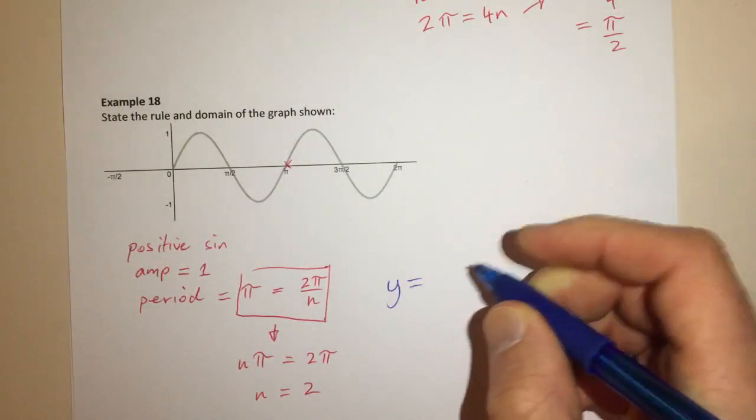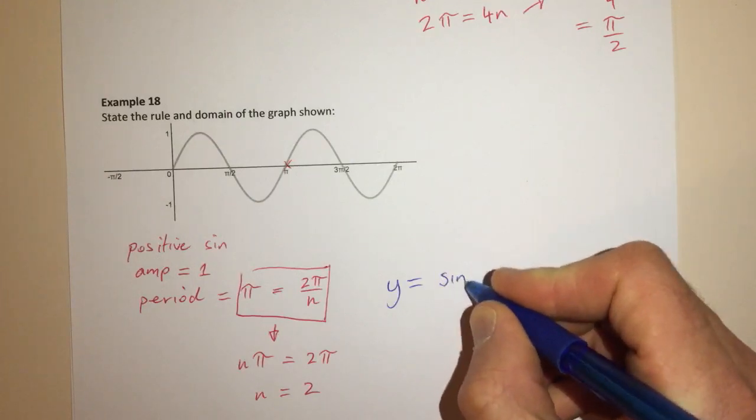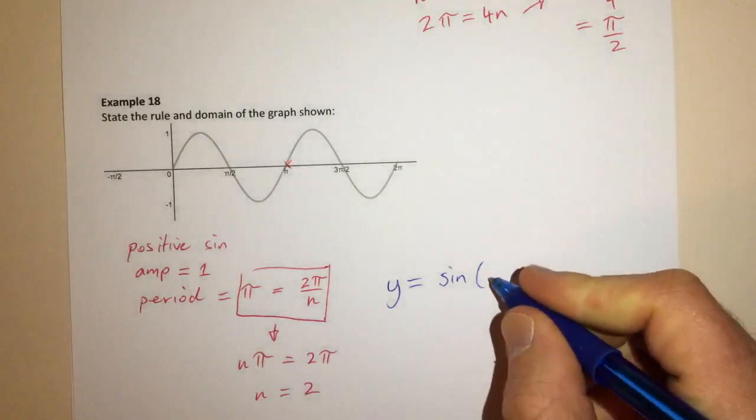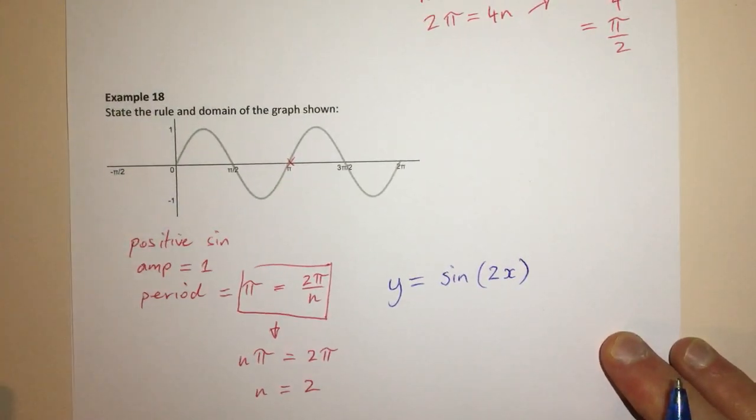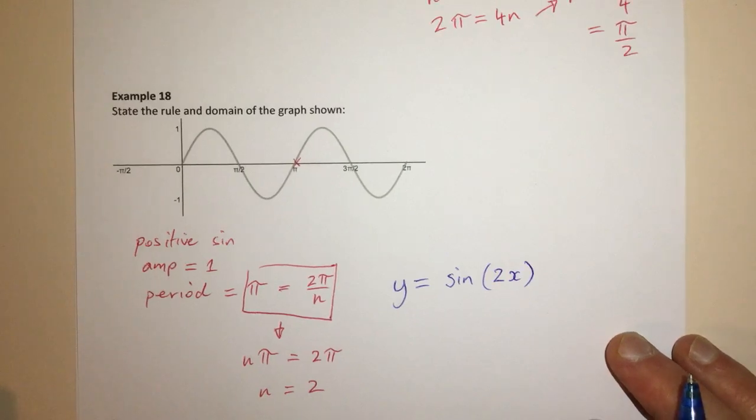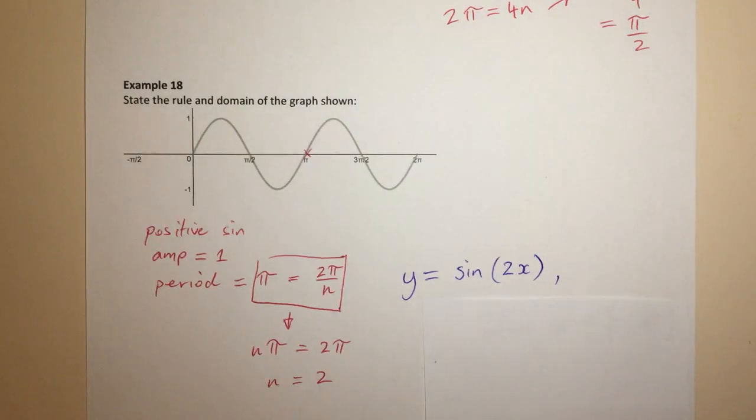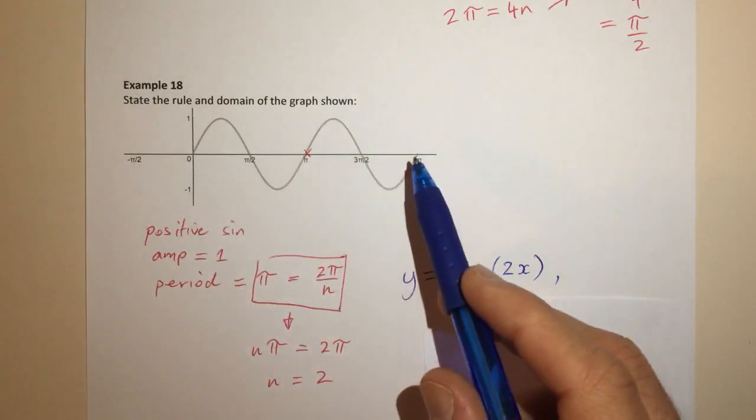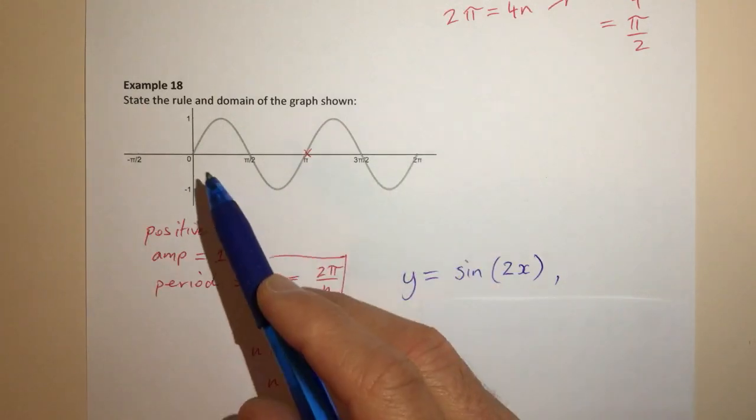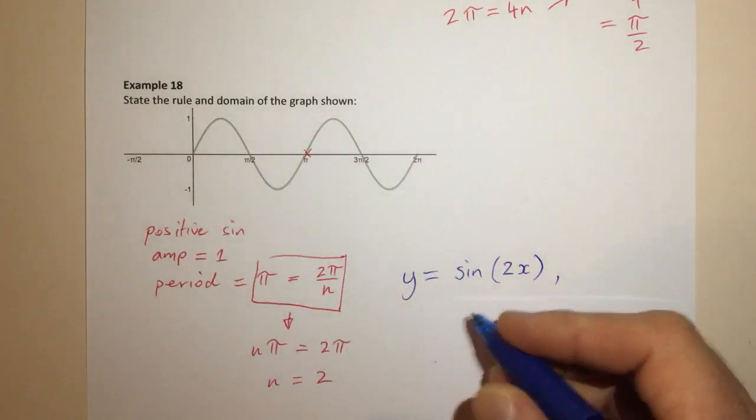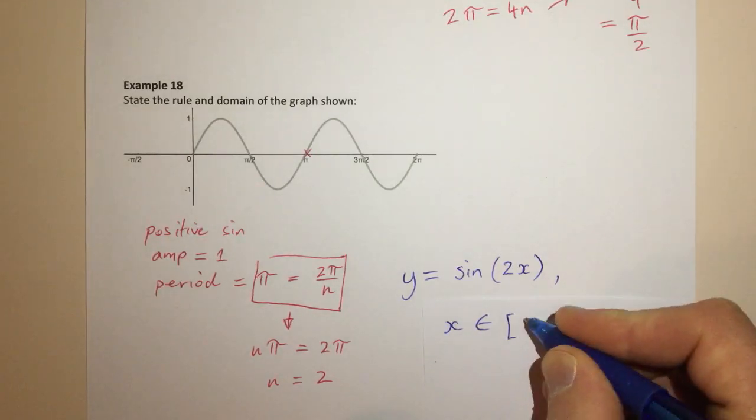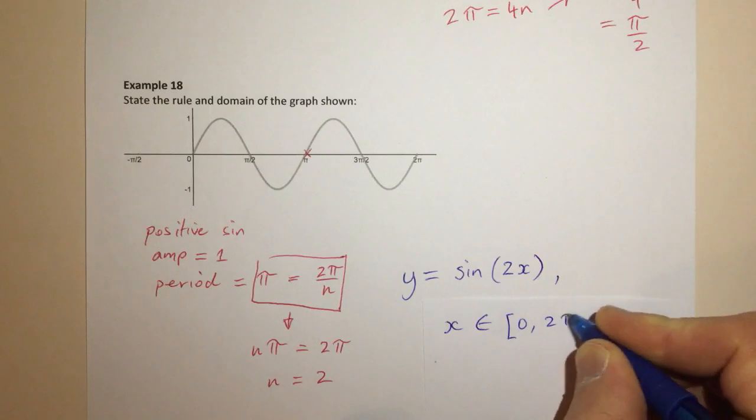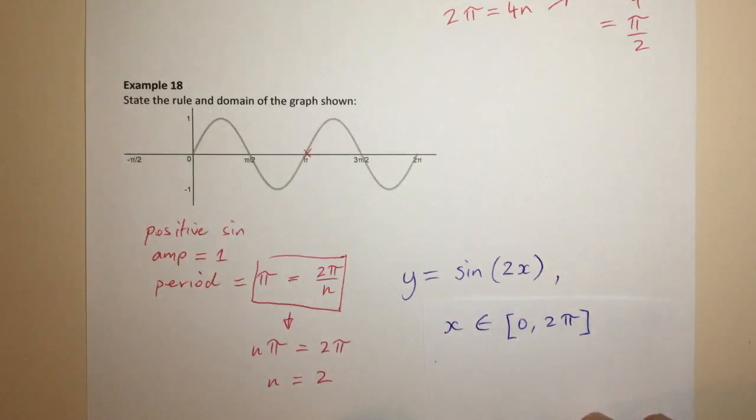And so the rule for our graph will be y equals, we said it's a positive sine graph with an amplitude of 1, so it's just sine of n is 2, so 2x. There's no vertical translation that we need to factor in. The only other thing we have to do is state the domain. And the domain, well, you can see that the graph starts from 0, goes to 2 pi. We'll assume those endpoints are included because there's no open circles, so our domain would be x is an element of 0 to 2 pi with square brackets to include those endpoints.